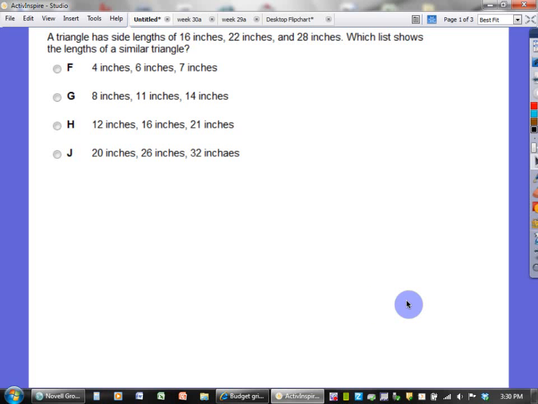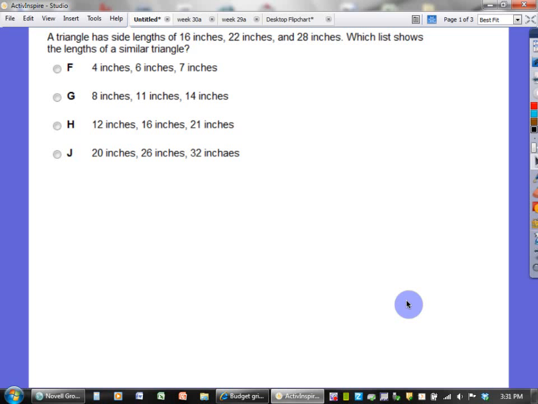As we begin to prepare for TCAP, I guess one of the concepts that many students are still struggling with is this idea of similarity and how to prove or disprove similarity. And I want to begin with this question.